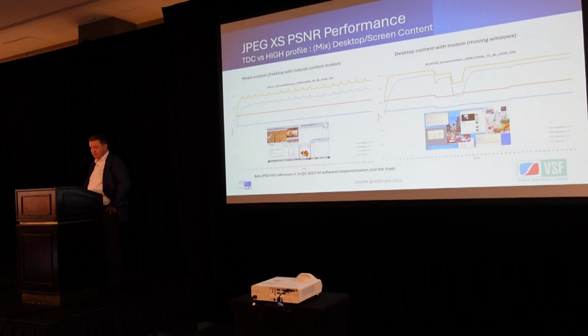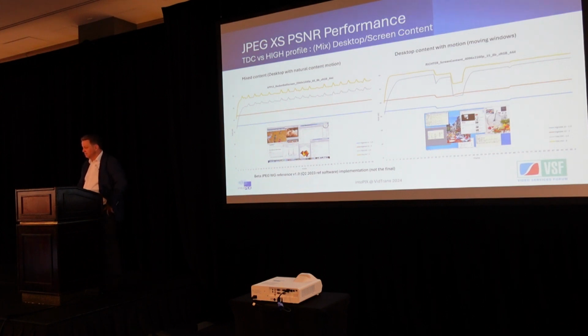But where you see the truly changing kind of gains is with the desktop content. At 1.5 bits per pixel, you're at about 35 PSNR, and that jumps all the way up to over 50 when you go to that desktop content. So this is clearly a 15 dB gain, which is obviously a substantial gain for that kind of content. And at 3 bits per pixel, it goes up 15 dB again.